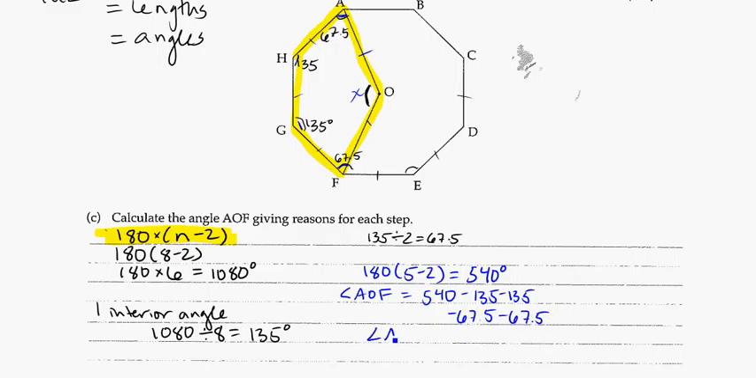So angle AOF equals 135 degrees. So I've used 2 polygons here, the original octagon to figure out information, and then I've used a smaller pentagon, a 5-sided shape, to figure out the interior angles for this yellow one here. And using that information, I'm able to solve for the actual angle they're looking for, AOF.